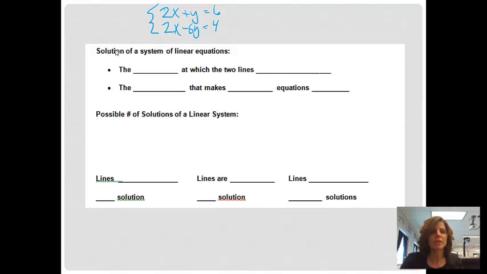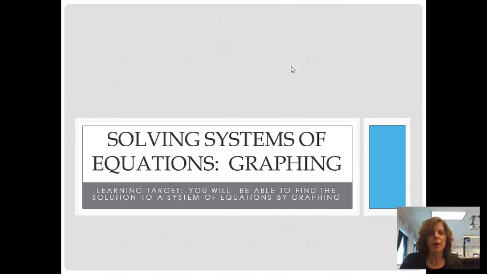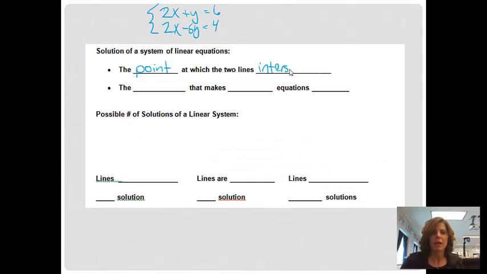All right, so then what does it mean to find the solution of a system? It would mean to find the point at which the two lines intersect. So if I were to graph those two lines, where would they cross? Another way of looking at it, if I don't want to graph it and do a different way, it's going to be that point that makes both equations true. So what point could I plug into both of those and get a true answer?